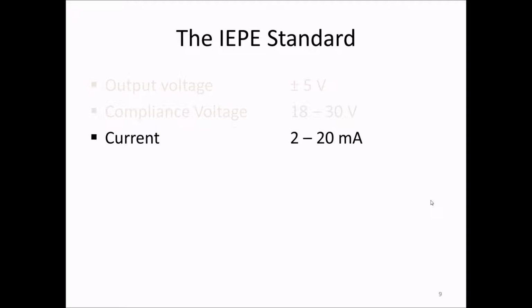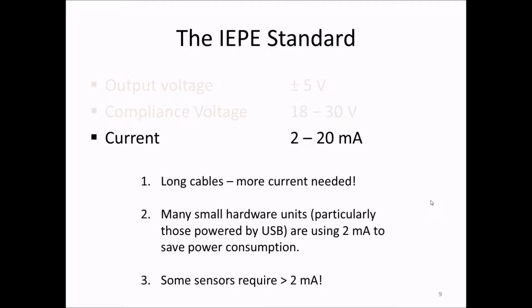Third, the current excitation needs to be between 2 and 20 milliamps. It is also important to note that if you have long cables, you may need more than the minimum current specification. Also, you should be aware that many measurement systems, typically those powered by USB, with built-in supply for IEPE sensors, are supplying only 2 milliamps to minimize power consumption. Some sensors also require more than 2 milliamps to work properly. So again, you should check that your measurement hardware and your sensors work together.